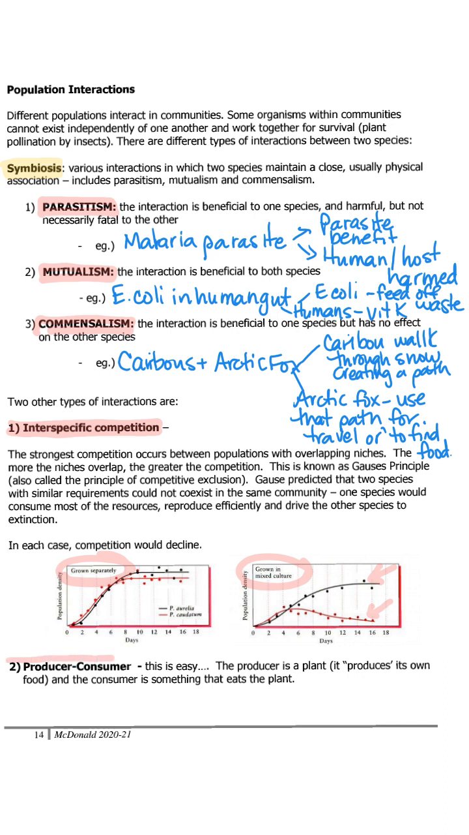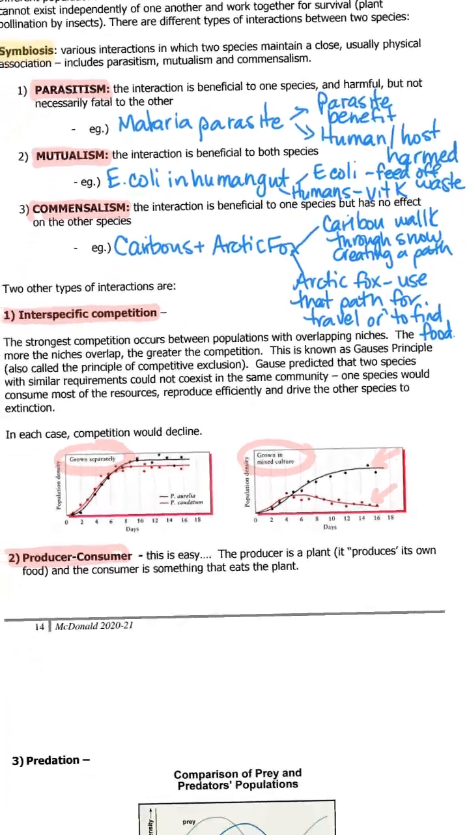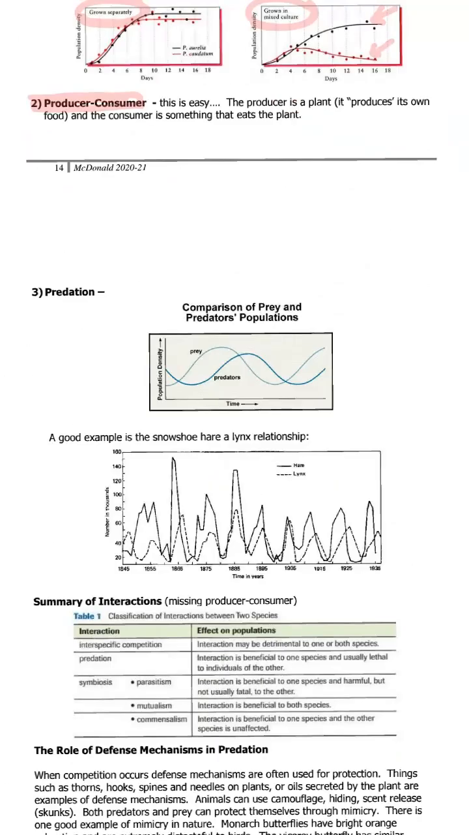The other type of interaction is a producer-consumer relationship, which is pretty simple, and we've been talking about this for many years in science. That's just where the producer is the plant or something that can produce its own food, and then the consumer is the organism that eats the plant.